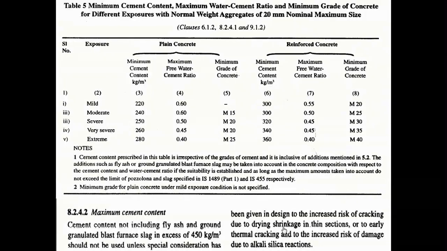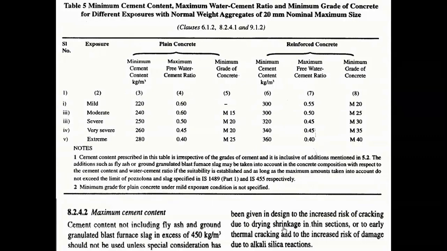If you take severe condition, the minimum cement content should not be less than the number specified, the maximum water cement ratio should not be more than the number specified, and the minimum grade of concrete should not be less than the number specified based on their exposure conditions.